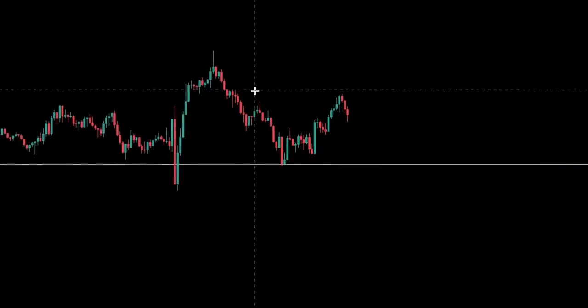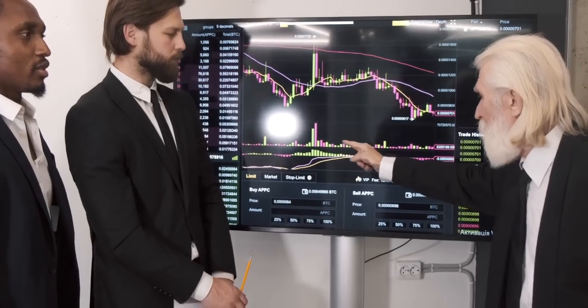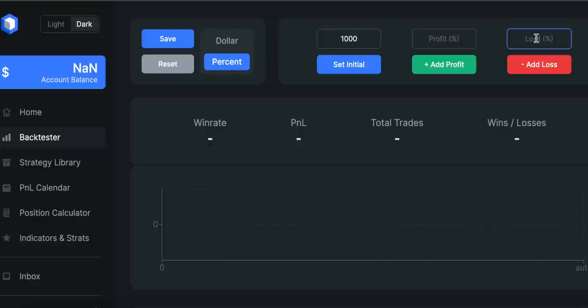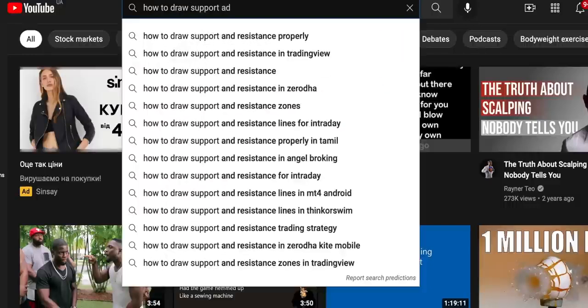When it comes to drawing support and resistance lines, I'm pretty much a beginner. I almost never use this method in my trading because I think there is a human factor involved. That's why I like to use indicators. So today I actually decided to backtest my price action skills 100 times and see if I could make any money. But before doing that, I had to watch a couple of videos on YouTube about how to properly draw support and resistance lines.